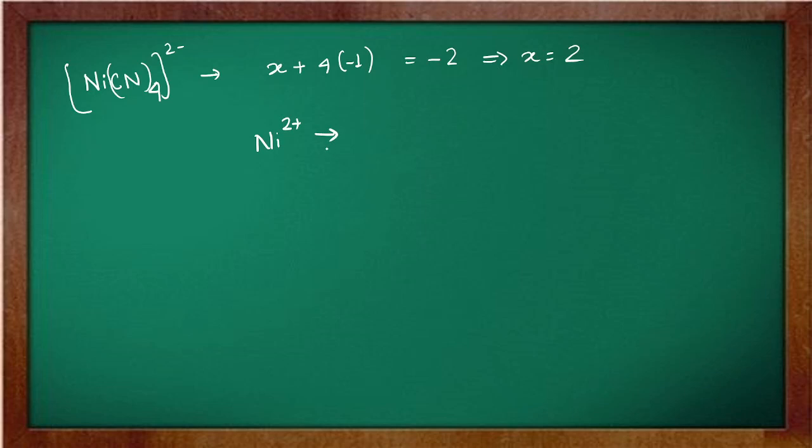Electronic configuration. In the 3d orbital you will have 8 electrons, because nickel, copper, zinc, nickel is at the 28th number, and 2 positive are there. So 2 electrons will go from your 4s orbital. If you write the electronic configuration of nickel and then Ni2+, you will get 3d8. So now next we have to go for the d orbital.